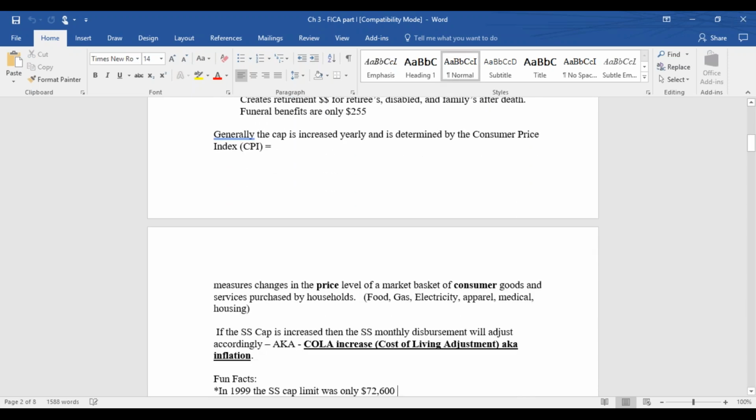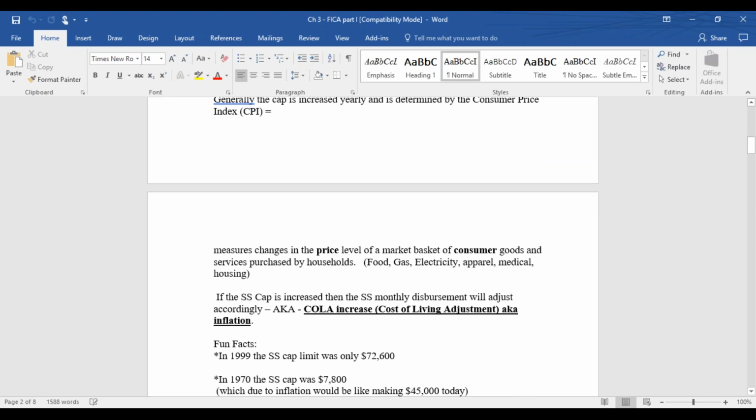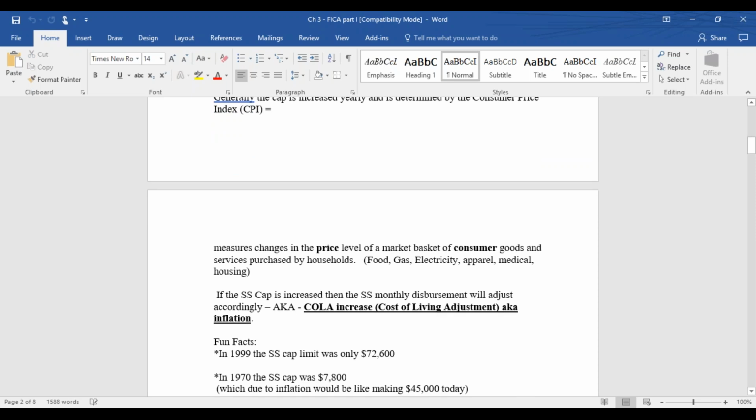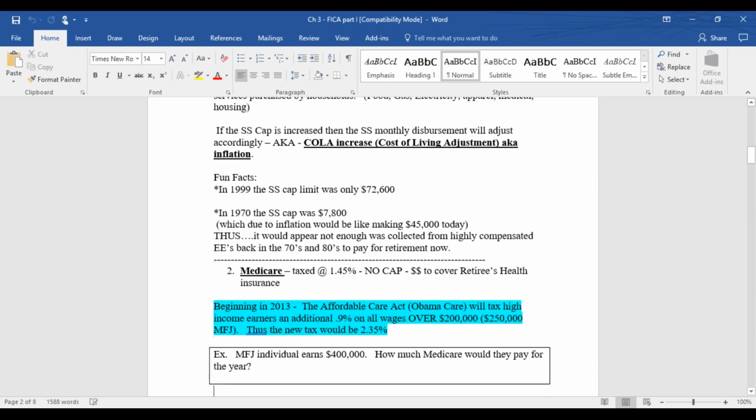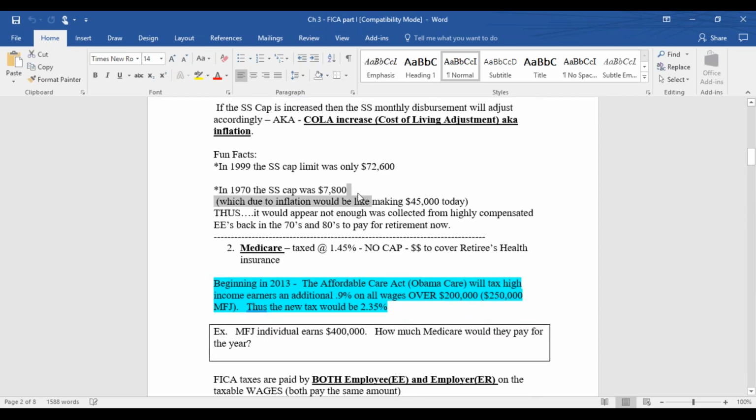Okay, the cap, that number does change. It's always connected to the Consumer Price Index, just something that I thought was interesting. Please read through these as I go through. Again, I'm only going to hit the highlights. Notice how low the Social Security cap was back in 1970. The cap was, as you can see, way lower, so were they maybe not taking out enough, people were hitting the cap and therefore not taking out enough Social Security? Possibility.